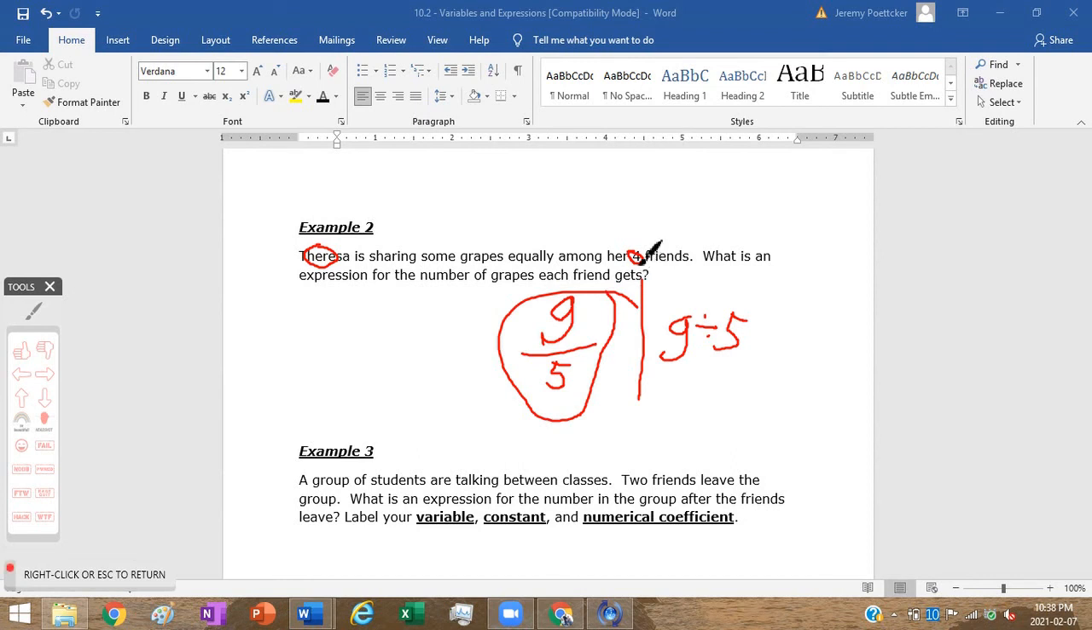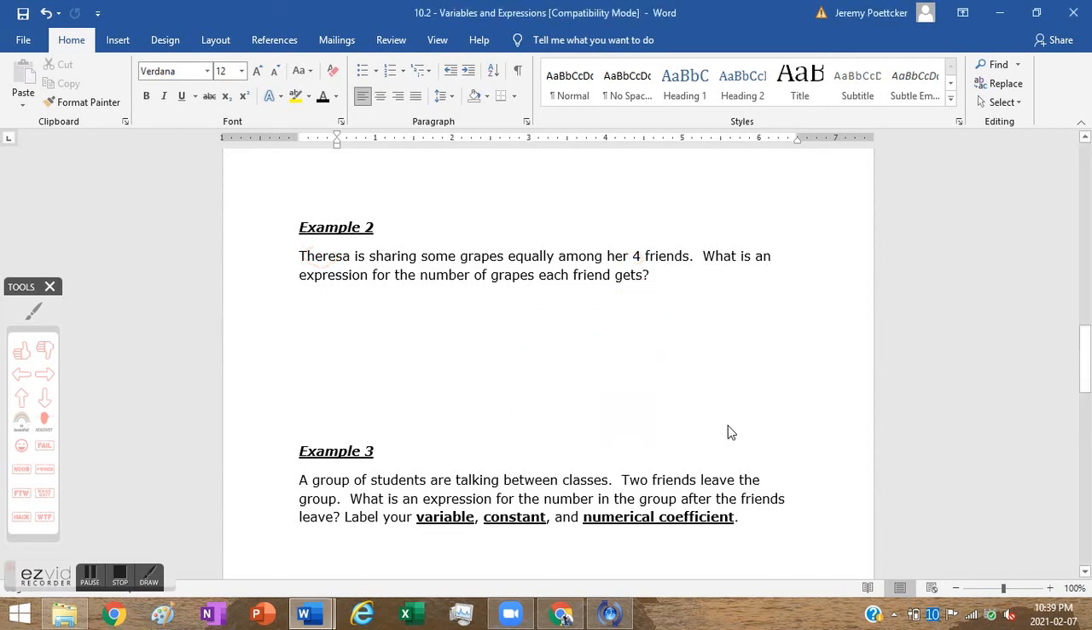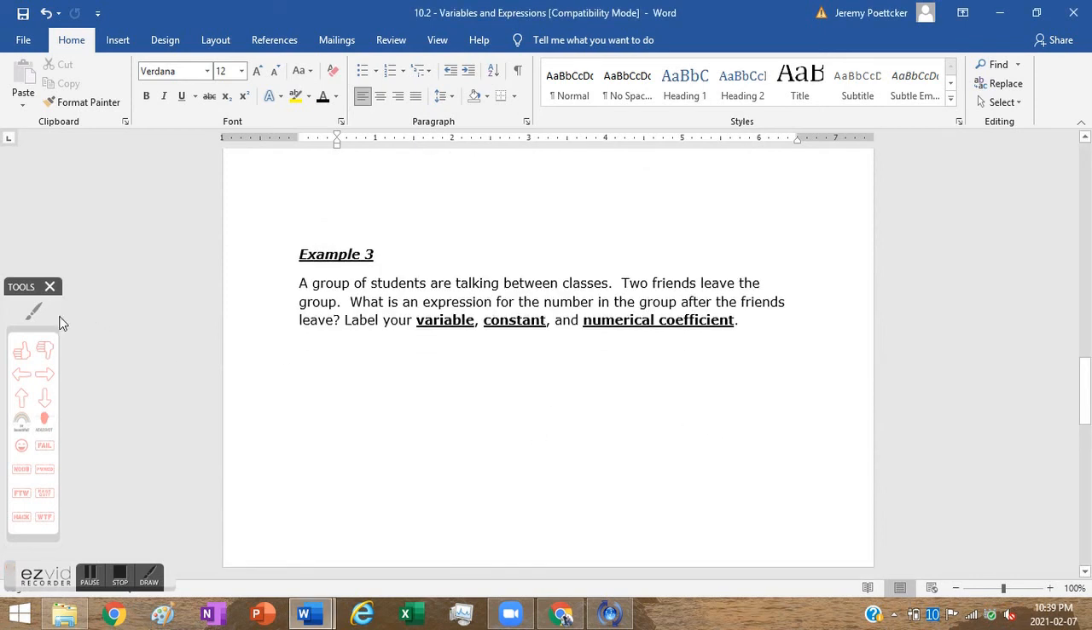All right. Now, example 3. This gets to be a long statement here, but it's not super difficult. A group of students are talking between classes. 2 friends leave the group. What is an expression for the number in the group after the friends leave? All right, so we've got a group of students talking between classes. 2 people leave. Oh, that looks like a constant there.